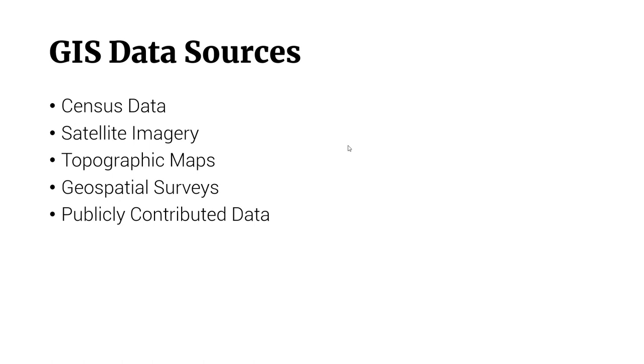Okay. So these are the common data sources of GIS. We have census data, satellite imagery, topographic maps, geospatial surveys, and publicly contributed data. What is this census data? These are demographic informations that have been collected by various government agencies, for example, NAMRIA, MGB, DRRM, DLG, and other agencies that require GIS data to perform their responsibilities. Okay, so that's census data. These are collected by government agencies.